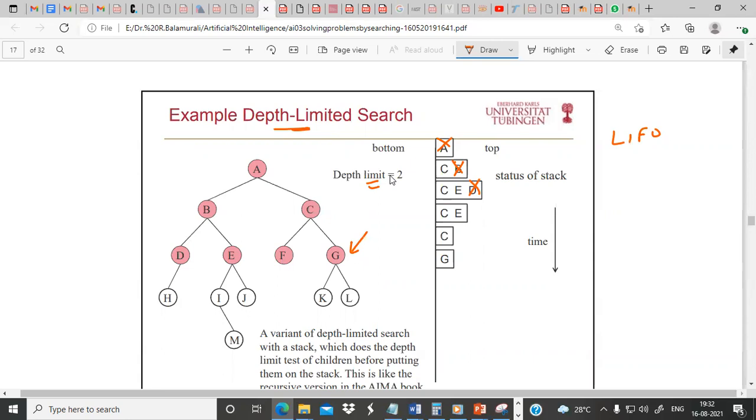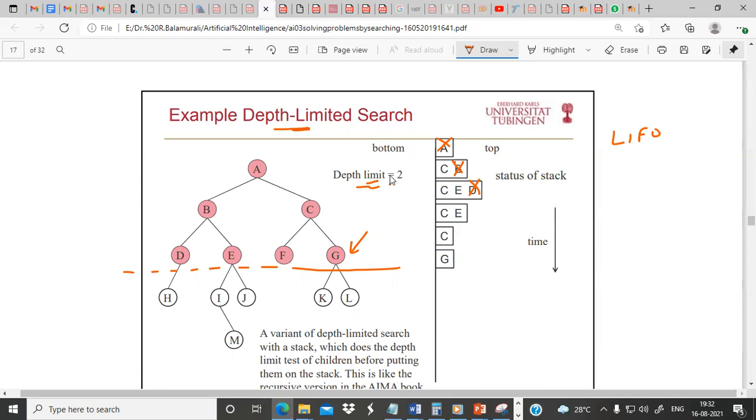Now we won't explore D because our depth is limited to 2. What is our depth limit? 2. Already we have reached 2, so we assume that D is a leaf, because our maximum depth level is 2. The algorithm doesn't go beyond that. So after knowing that D is not the goal state, we don't explore D.